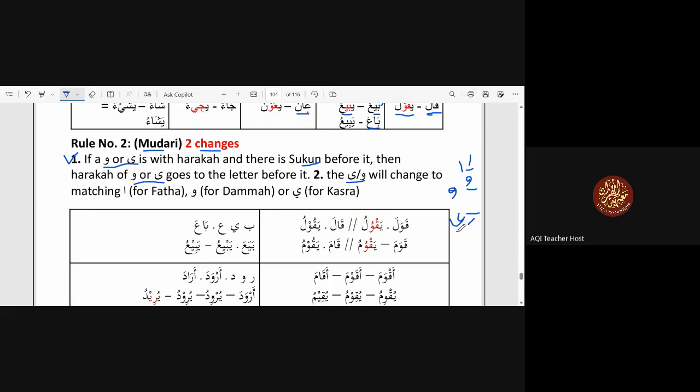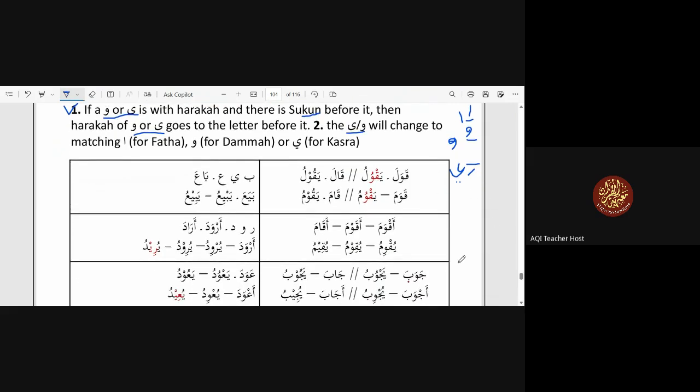Okay, this is for easy pronunciation. Now to understand this rule, let me take this example here. Aqwama, this is form 4, from af'ala, aqwama. So you can see waw in the second radical here.